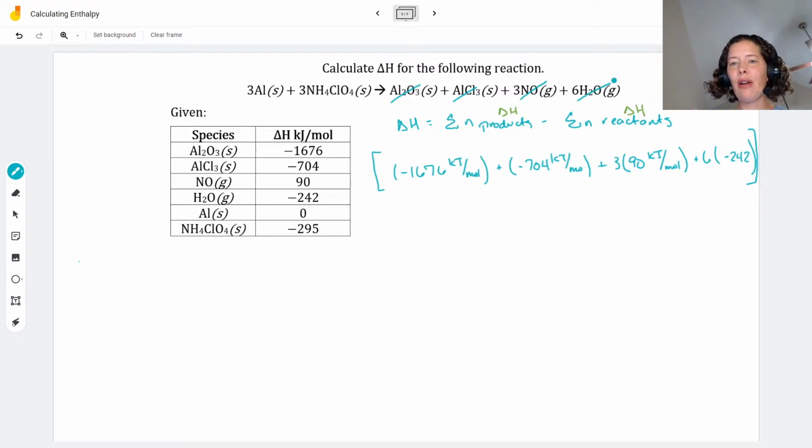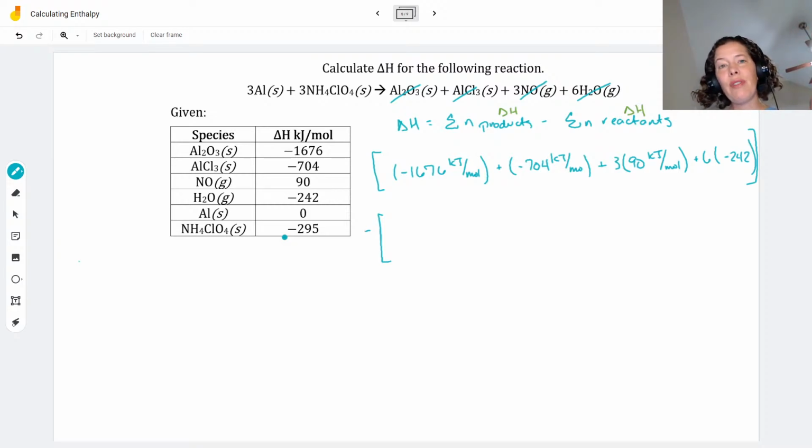I'm going to cross that out. I am subtracting, again, the sum of my reactants. So again, another big bracket here. All right, so I'm looking for 3 times aluminum. Now, you'll notice this on the table. For all elements in their elemental form, your delta H is going to be 0. So aluminum in its elemental form is aluminum solid, so this is why it has a 0.